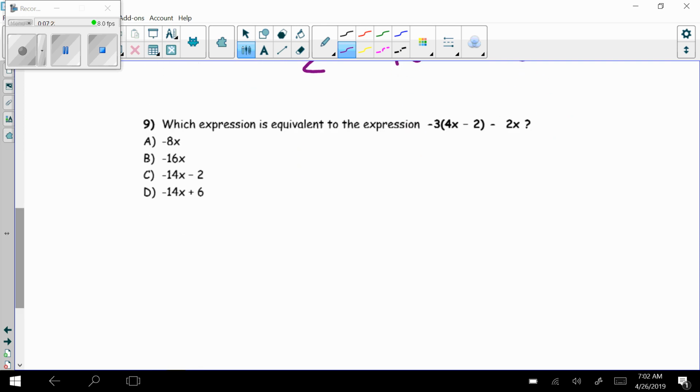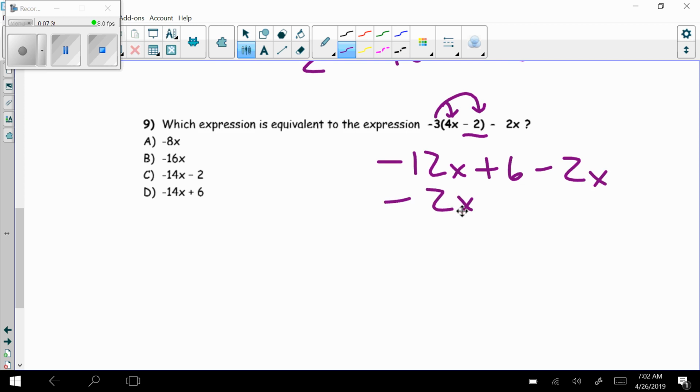All right. Number 9, which expression is equivalent? So we have to distribute, then combine. Remember, this is a negative. So negative 3 times a positive 4 is a negative 12x. Negative 3 times a negative 2 is a positive 6 minus 2x. And then combine your like terms.